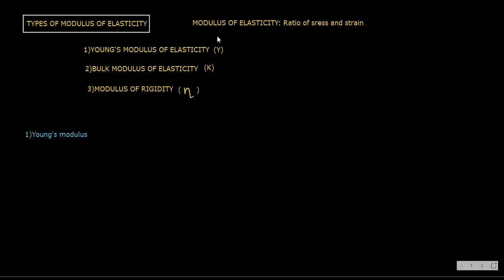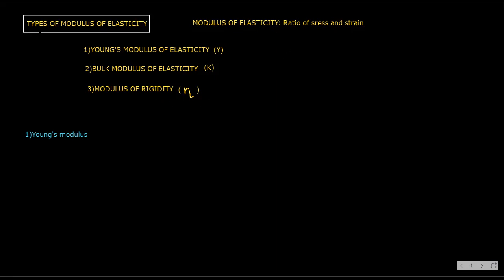So, in today's class, we will see types of modulus of elasticity. First of all, what is modulus of elasticity? It is the ratio of stress and strain. In Hooke's law, we have learned stress is directly proportional to strain, and stress is equal to E into strain, where E is the proportionality constant. That is what we can call modulus of elasticity.